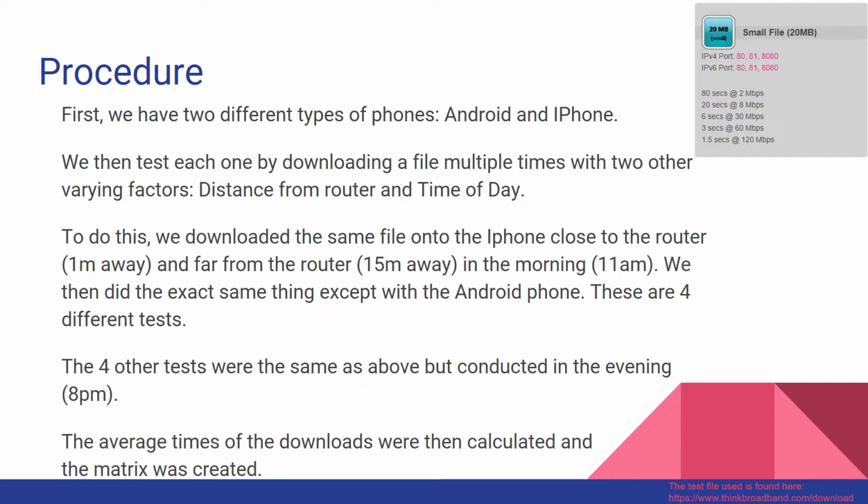Our procedure was pretty straightforward for this experiment. We had 2 different phones, an Android and an iPhone, 2 different distances, 1 meter and 15 meters, in 2 different times of day, 11 a.m. and 8 p.m. In order to conduct the experiment, we would take one phone, set a certain distance from the router at a certain time of day, and run our 10 trials. We would then move away and run another 10 trials with the same phone, and then we would switch the phone and run the 2 previous steps again. And then at a different time of day, we would run the 4 previous steps we did at the 11 a.m. time.